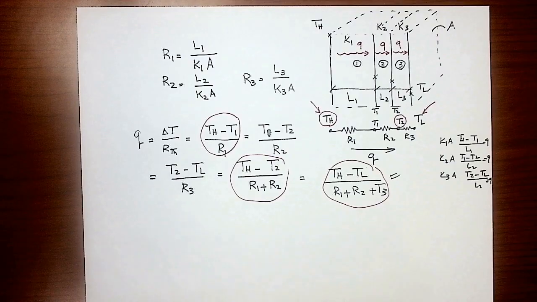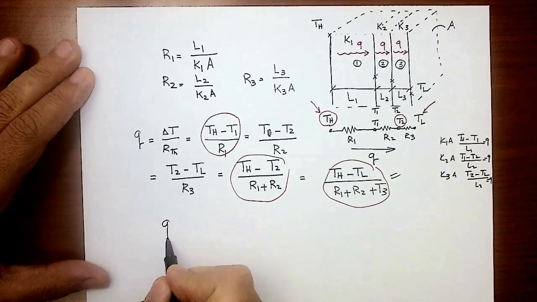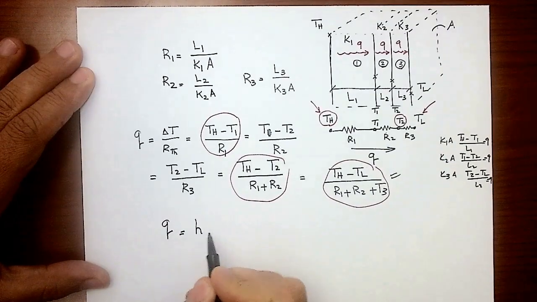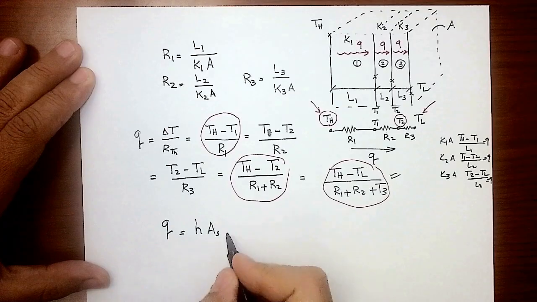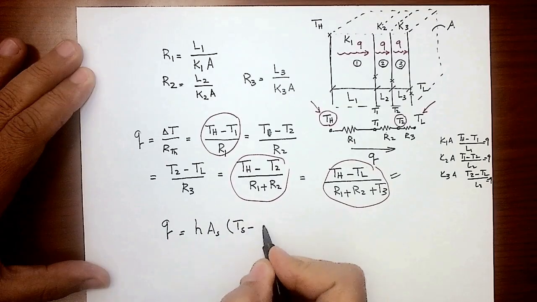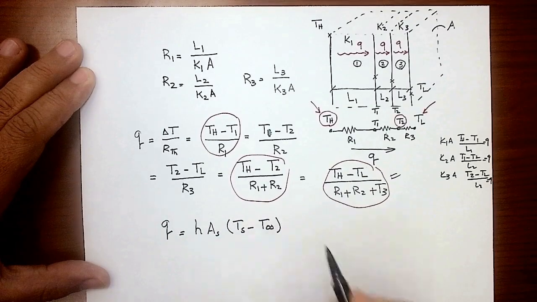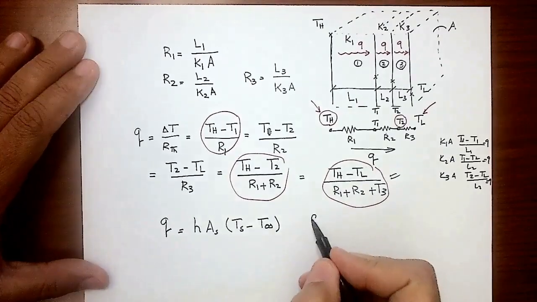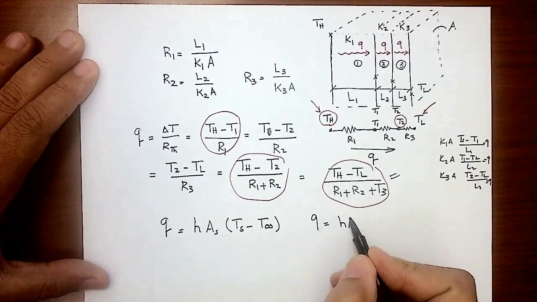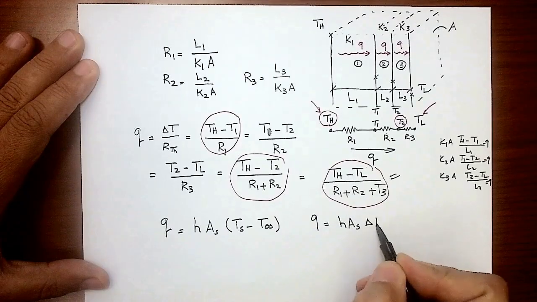We need to do that for convection. Again, what is the governing equation in convection? Q is equal to H times the surface area times T surface minus T infinity or vice versa. Doesn't matter. Let's simplify the equation. Q is equal to H surface area delta T.